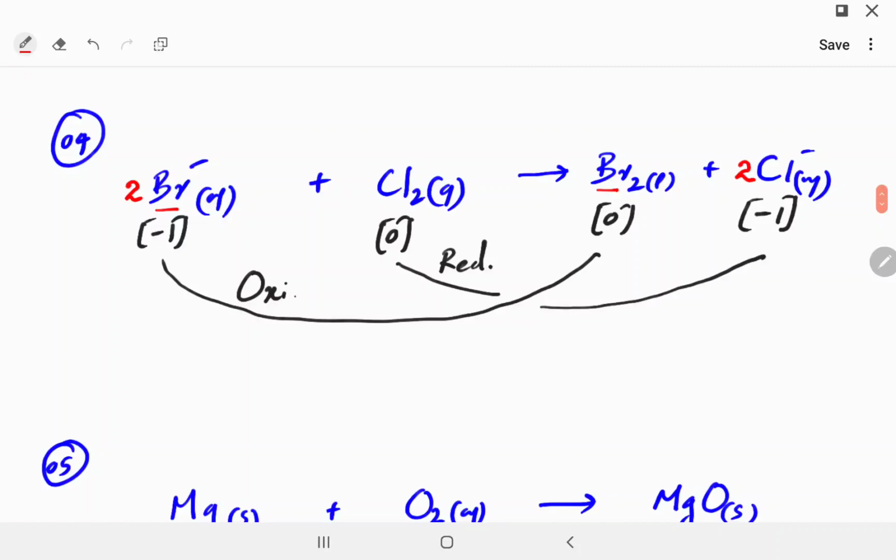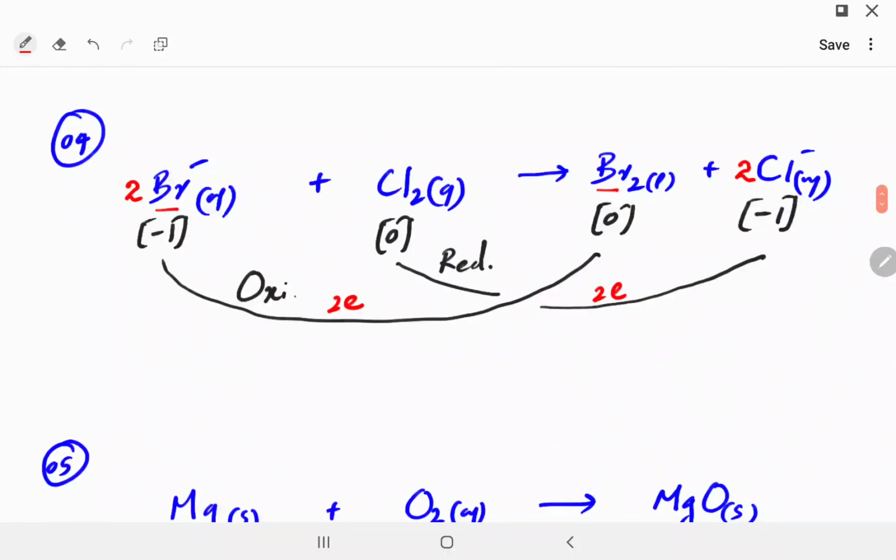For each bromine, the oxidation number is going from -1 to 0. So the difference is 1 electron for one bromine. For two bromines, it is 2 electrons. How did I get 2 electrons once again? According to oxidation number, for each bromine, the difference is 1 electron, -1 to 0. But we have two bromines, so we have to have 2 electrons. And for chlorine, the difference in oxidation number is 1 electron, but you have two chlorines on the two sides, so therefore it is 2 electrons.